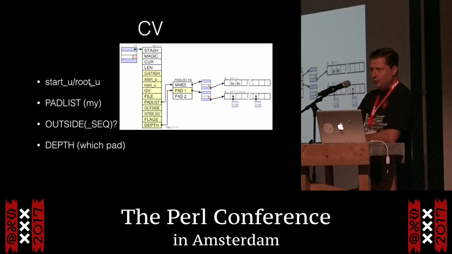Then you have start view and root view, which is basically pointing to the op that's going to be next executed when you jump into that subroutine. There's some really interesting angry code from Nick Clark from years back where he's almost certain that one of these can be eliminated, but he can never prove it. I'd like to understand those.